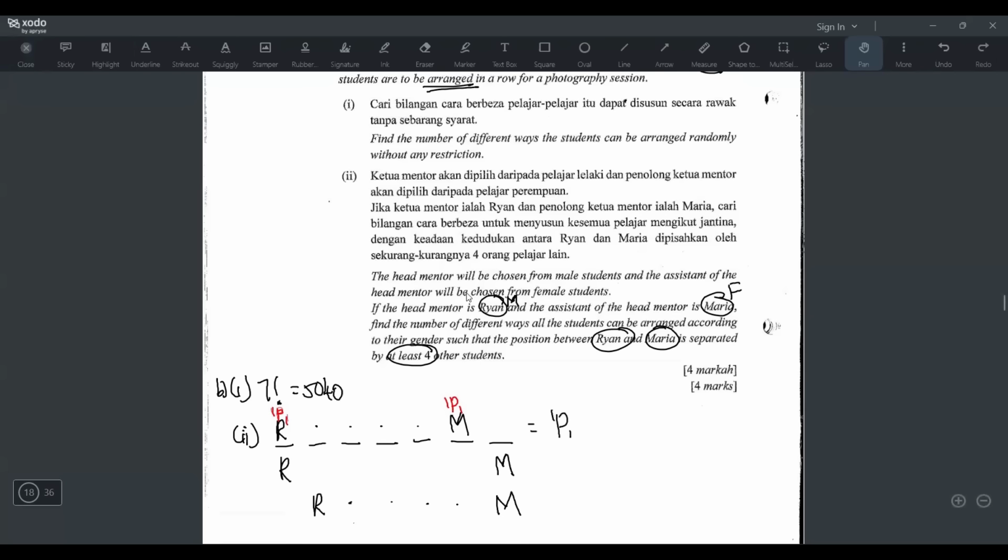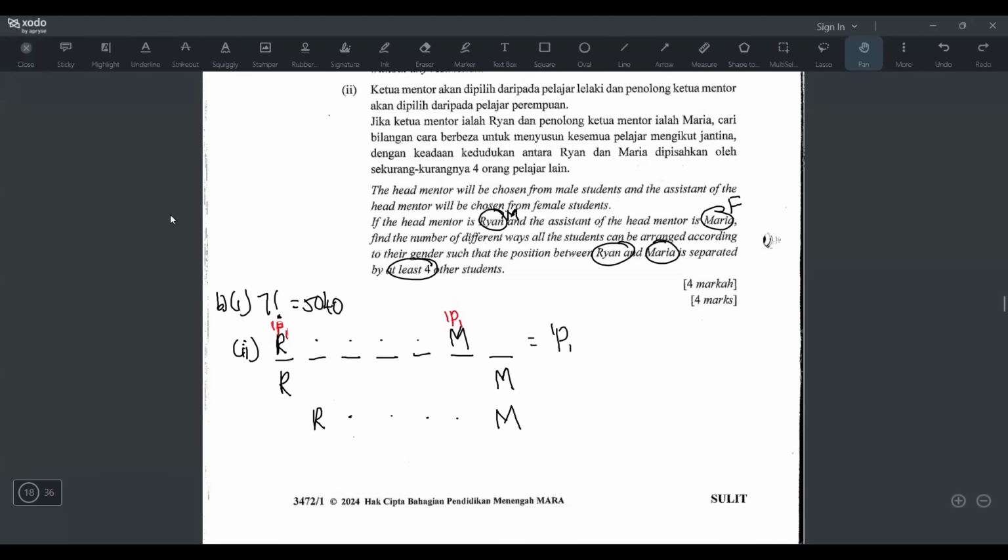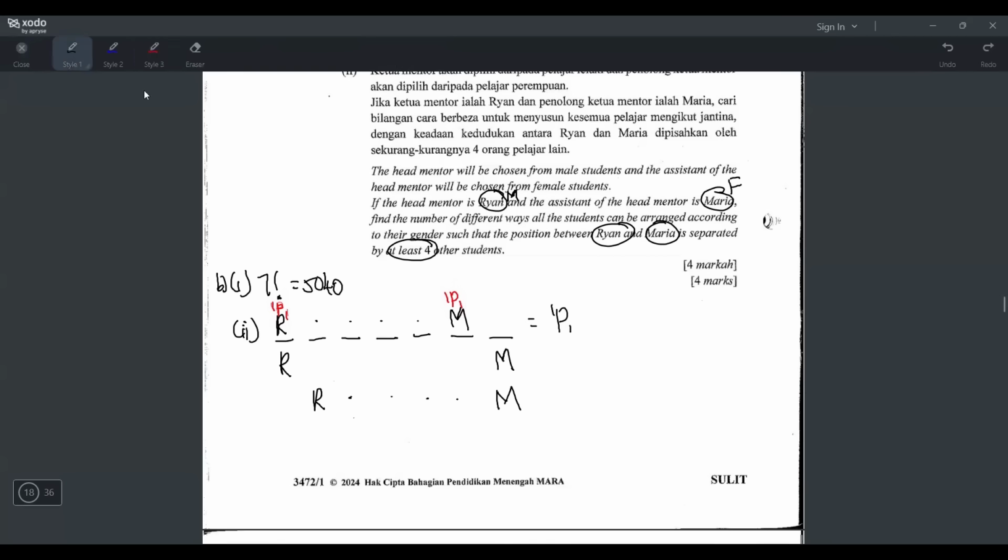How many options we have just now? 4 male, 3 female. So we have 4 males, 3 female. The head mentor will, oh, they got say according to their gender, right? Yeah, according to their gender. That means if Ryan sits here, then this 4 must be male lah. Correct ah? So got 1, 2, 3, 4, 5, 6, 7.